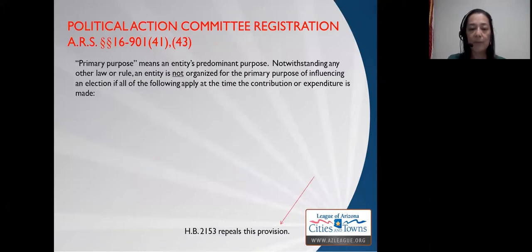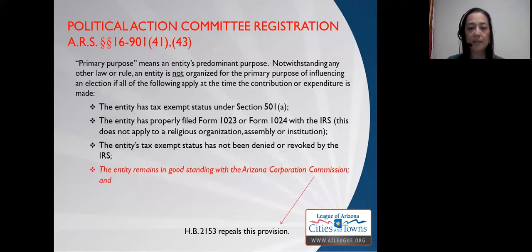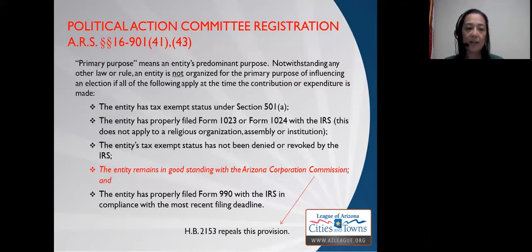Now, primary purpose is defined. It just means the entity's predominant purpose. And essentially, for your purposes, this would really be triggered if someone came and filed a complaint, maybe alleging that a committee or an entity should have registered and they haven't. You can look at the statute and see that an entity is not organized for the primary purpose of influencing an election if essentially they meet all of these factors.